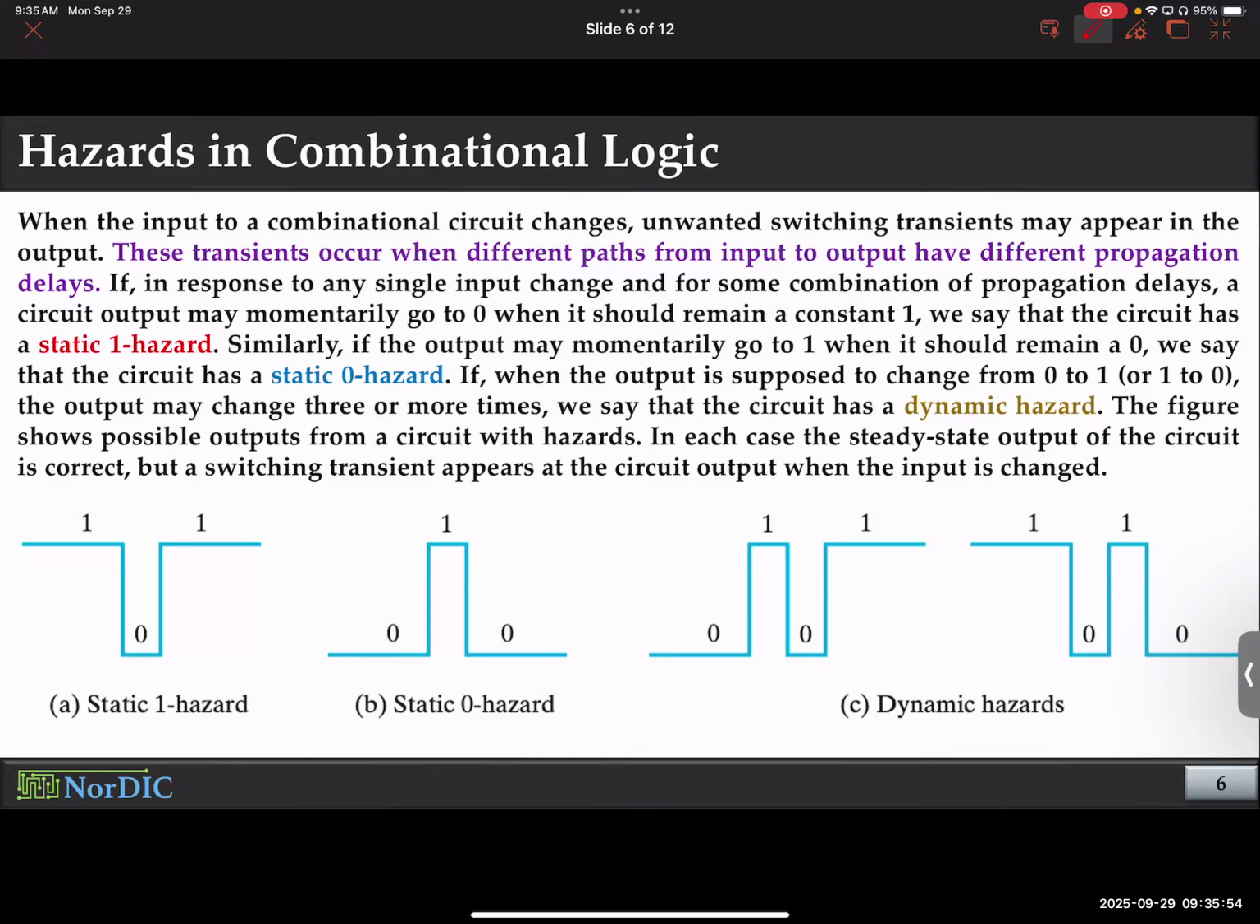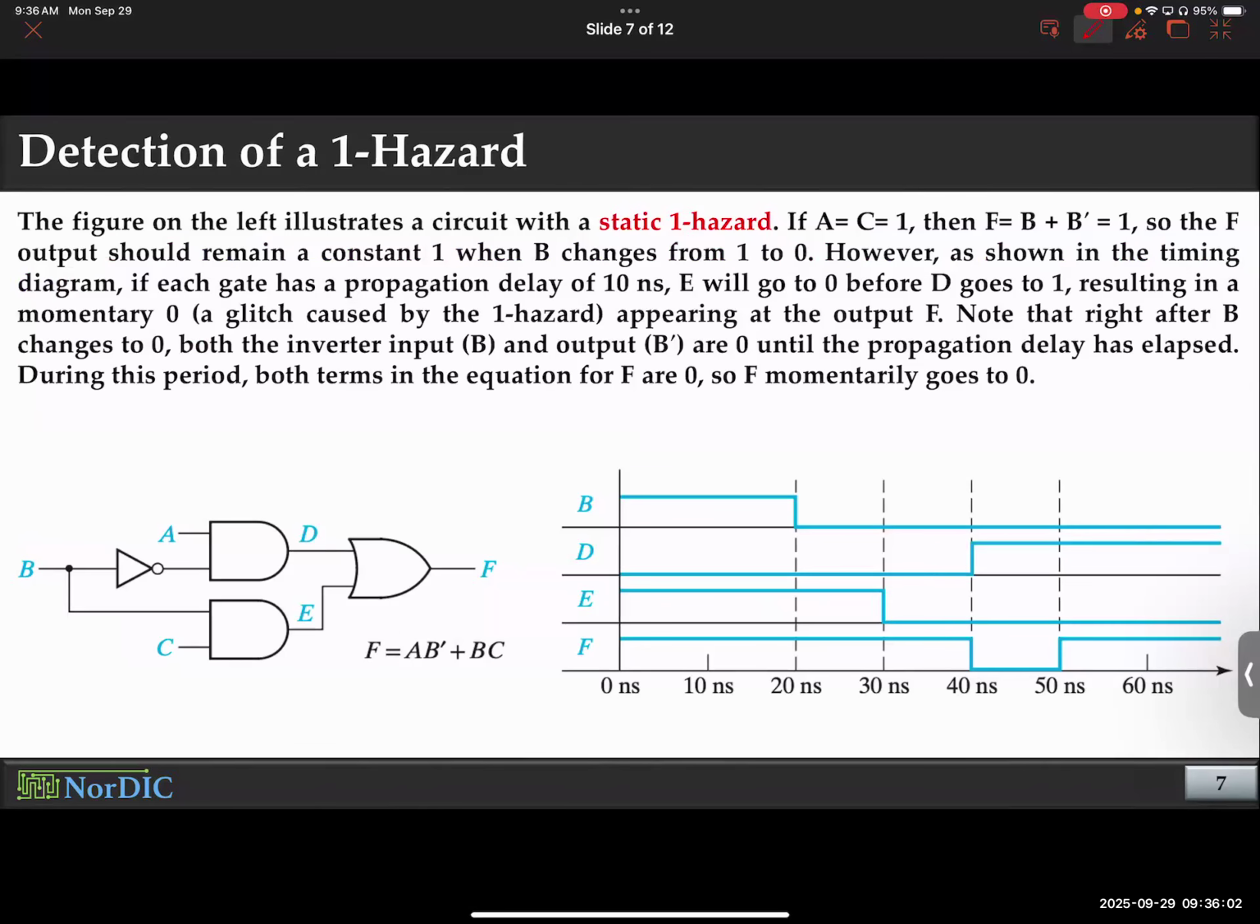Static 0, static 1, and dynamic hazard. Dynamic hazard can be 2 types, 0 to 1 and 1 to 0, but it doesn't matter. Both are dynamic hazards. Okay, one example, and honestly, we have seen this example a couple of slides ago. I didn't just name them as hazard, but they were hazards essentially, all right?